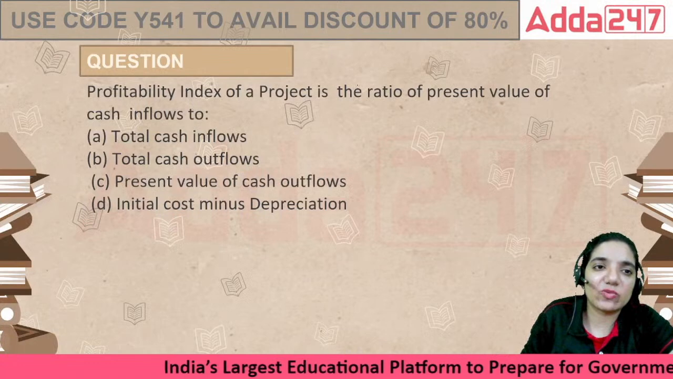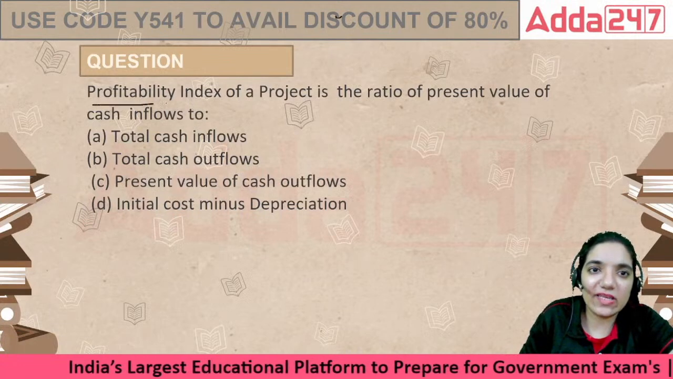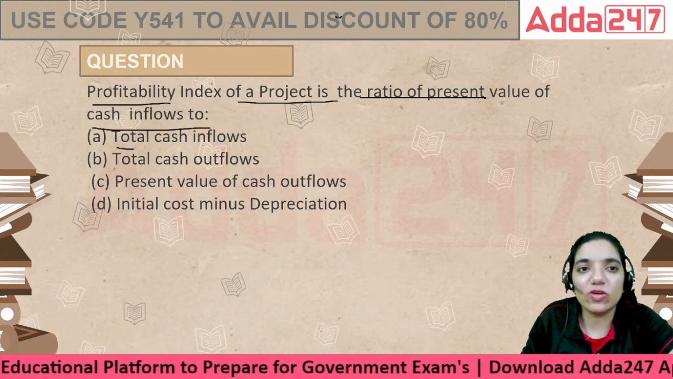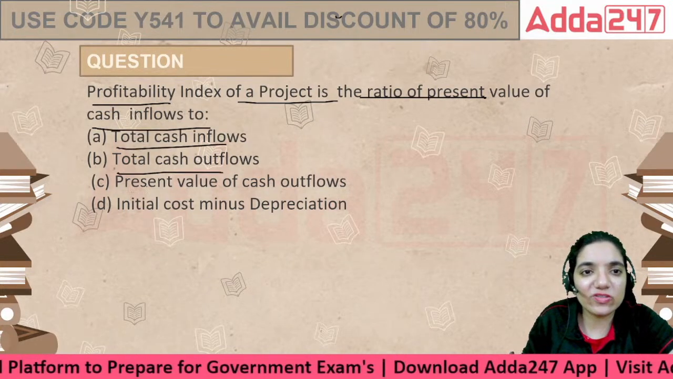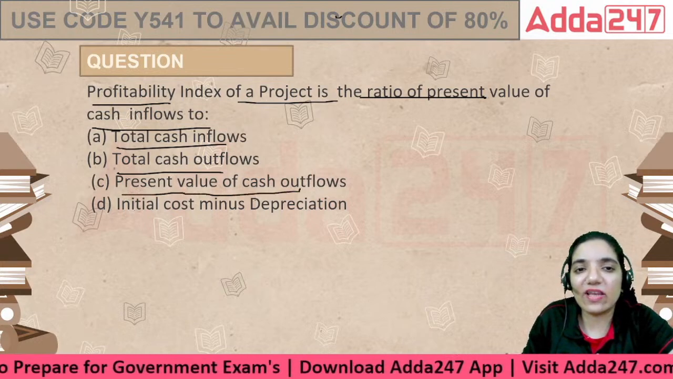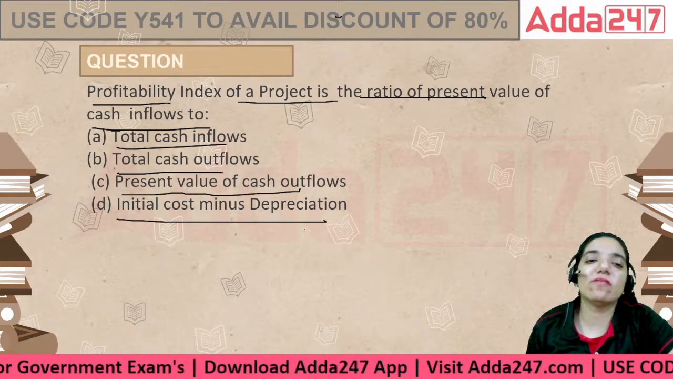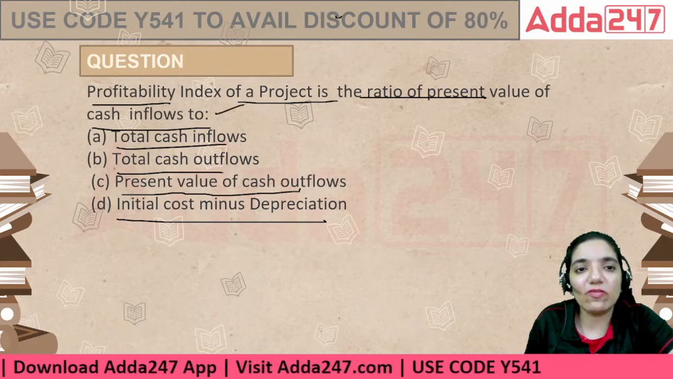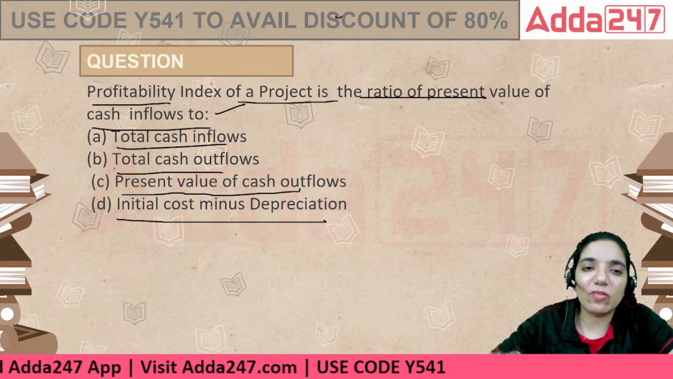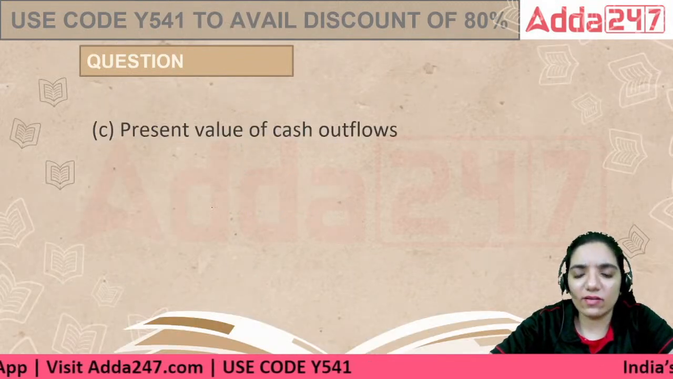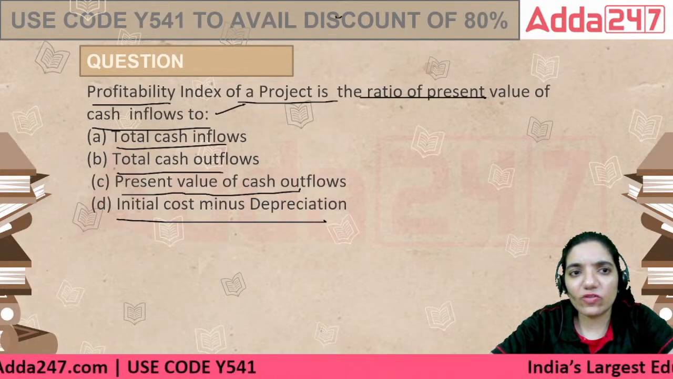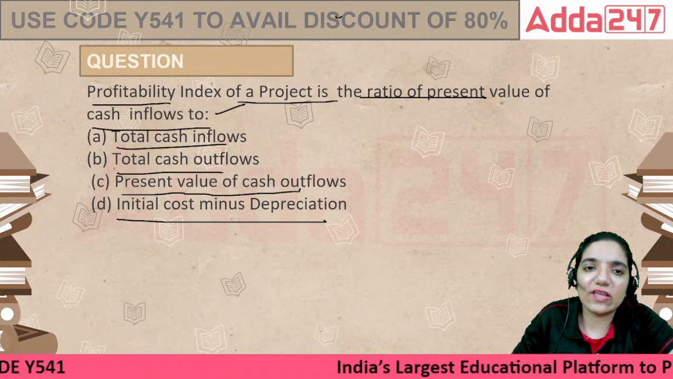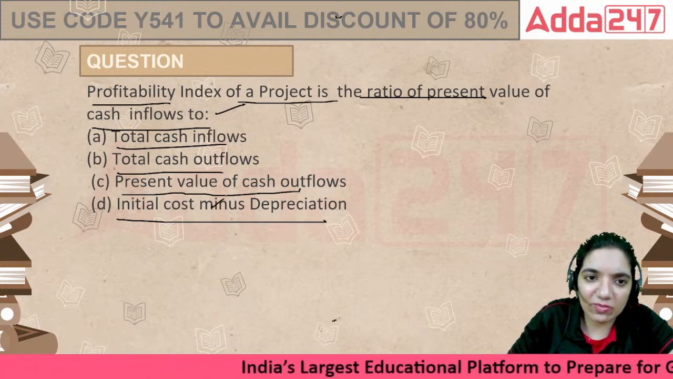Okay, here comes the next question regarding profitability index. Profitability index of a project is the ratio of the present value of the cash inflows to total cash outflows, or present value of outflows, or initial cost minus depreciation. We're looking for the ratio of present value of inflows divided by the initial investment, but we do not deduct the depreciation out of it.